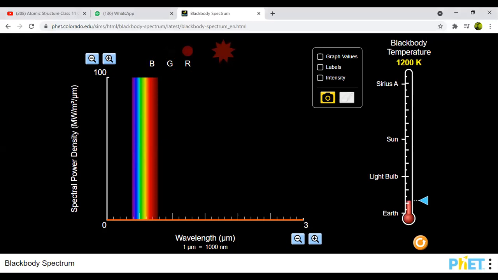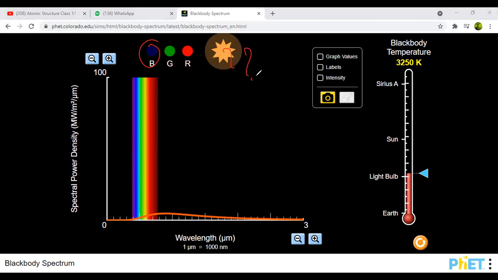So red color is appearing here. When you heat a particular substance, you will get red color first. Slowly, slightly, you will get the green color. And slowly afterwards, the blue color is coming. See here, the blue color is coming also here. So blue color is getting.